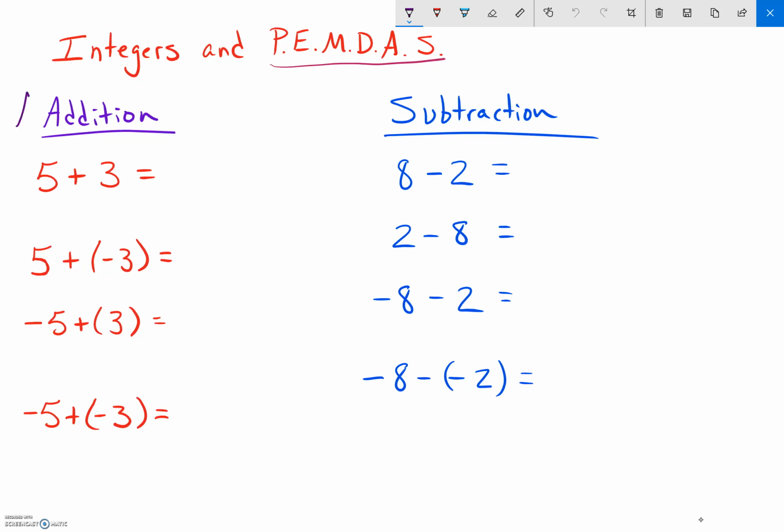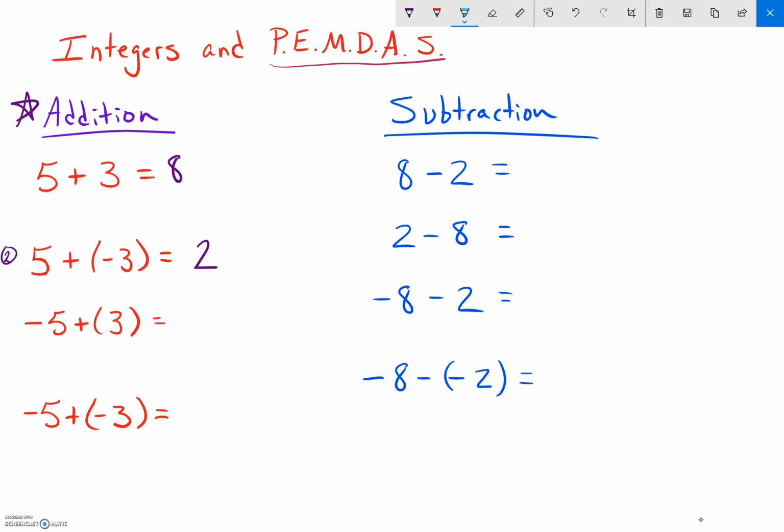All right, looking at the addition problems. 5 plus 3 is 8. Hopefully we didn't get that one wrong. The second one here, 5 plus negative 3. If you use the integer rules for addition, when you have different signs, you subtract the numbers. So it's really 5 minus 3, which would give you 2. And then you keep the sign of the integer with the greatest absolute value.